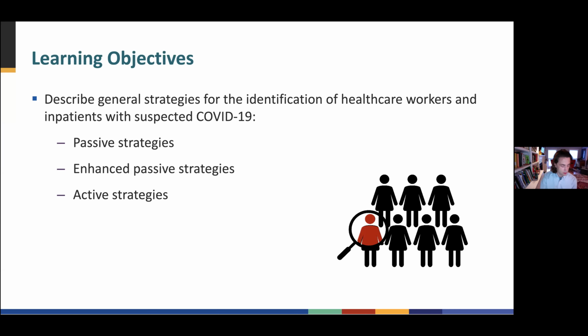I'll use the term healthcare workers in a general sense to mean individuals who work or volunteer in healthcare facilities. In this sense, I'll use healthcare worker, health worker, healthcare personnel, and staff interchangeably throughout.